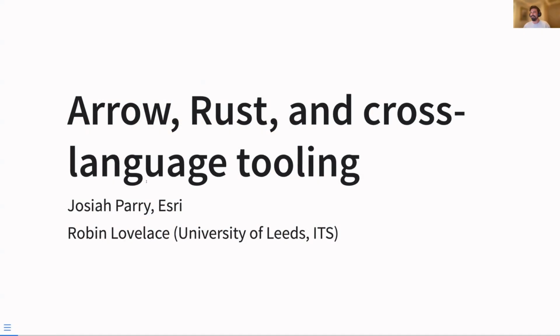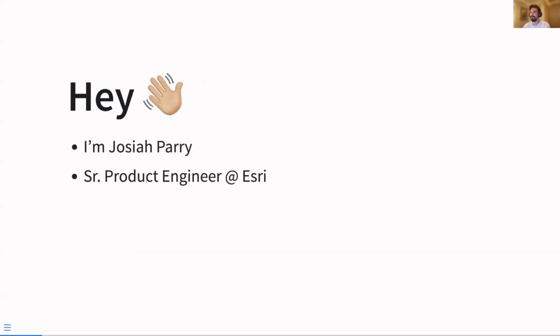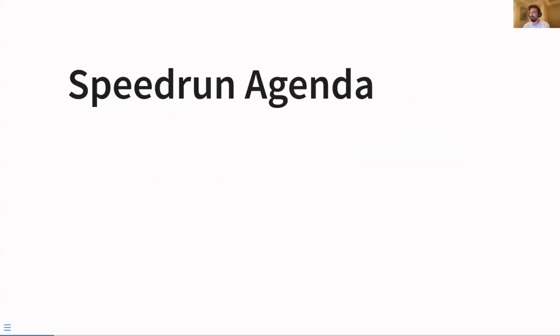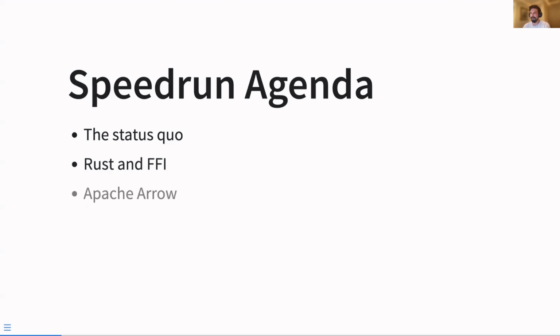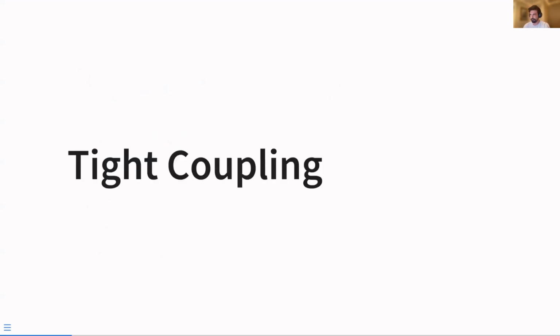All right, great. So I'll be talking about Arrow and Rust. I'm Josiah, and what I'm going to be covering today is what I would call the status quo, the idea of Rust and FFI, Apache Arrow, and why I think we should be writing our algorithms with a Rust core, and going over quickly an example called anime with a crate that I've developed.